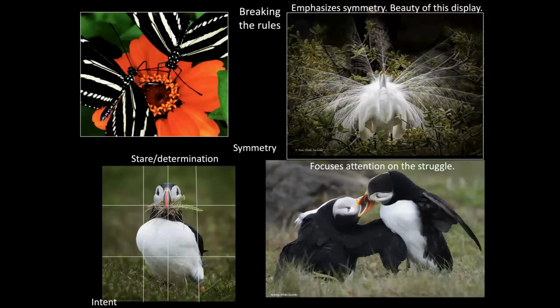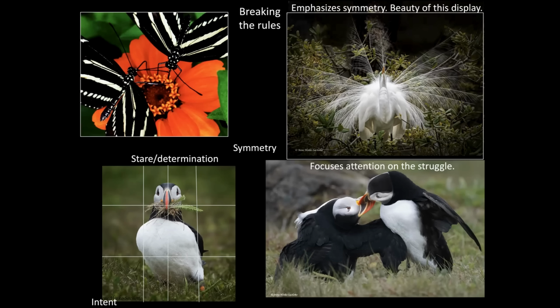The top image of the flower, it's centered. The butterflies have the wings cut off. There's only 2 of them. It breaks a number of rules, and yet it's an effective photograph. In the case of the heron displaying its feathers, I love the symmetry of it. It may be somewhat centered, but it's a beautiful image that shows all of those fine feathers, and he's in a courting display. Very important.